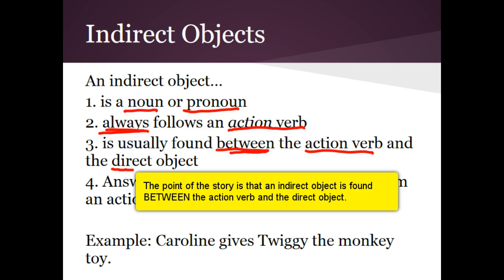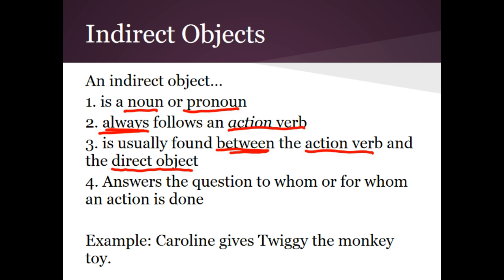So think of your action verb as mom, the direct object is dad, and Pammy, the indirect object, she's in the middle. This will be the noun or pronoun that answers the question to whom or for whom the action is done. So, for example, Caroline gives Twiggy the monkey toy.